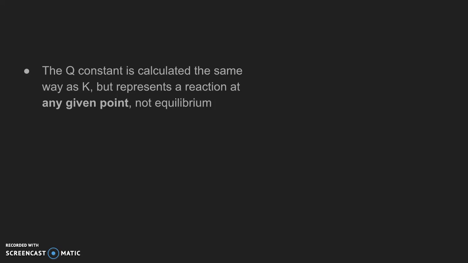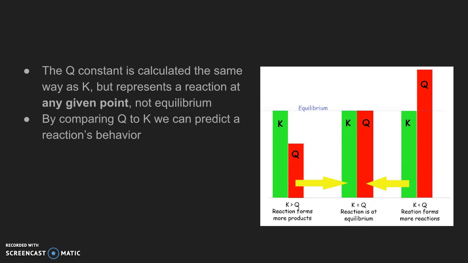So Q constant is basically the same thing as K. You solve for it the exact same way, but it's for the concentrations of a reaction at any single given point, not necessarily at equilibrium. So going back to that kind of curved graph, it would be anywhere on that curve before it reaches the equilibrium point, or if it goes past equilibrium, if it overcompletes, so to speak. But by comparing Q to K, we can see what a reaction is going to do after that given point.